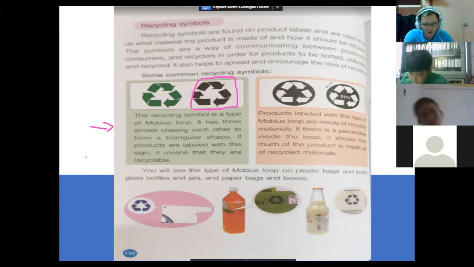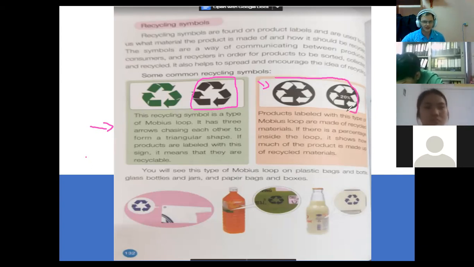If the products are labeled with this sign over here, it's also a Mobius loop and made of recycled material. So this means that the product is made from something we have already recycled, which is also nice. So you know that if you recycle something and you buy a product and you see this, you can say, hey, I help to recycle. And because I help to recycle, they can make products like these.